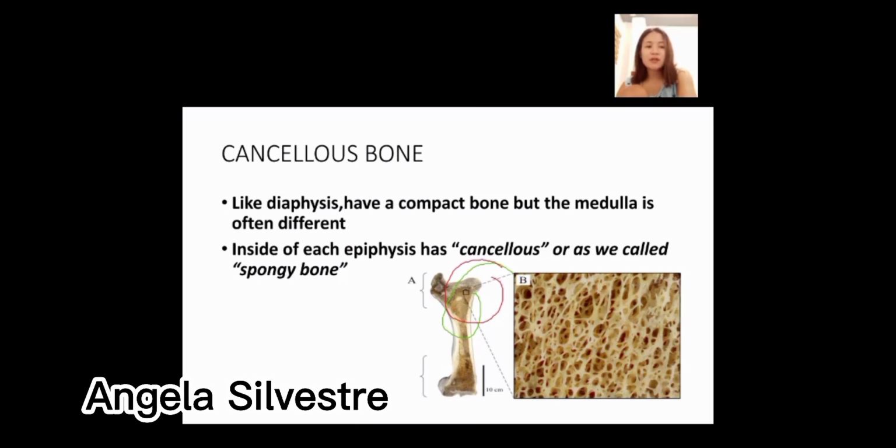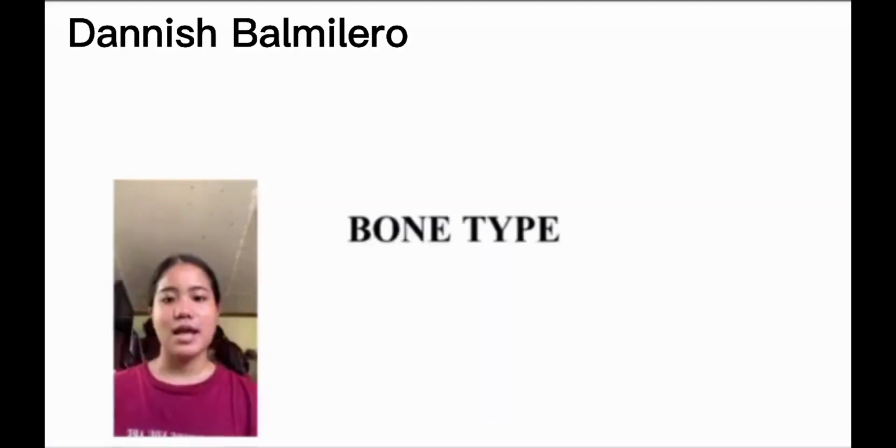Spongy bone is very sparse and it is located at the epiphysis of a long bone and lines the medullary cavity of a long bone. The soft tissue in the spaces of the cancellous bone is often red bone marrow, which produces blood cells. Aside from the human skeleton having 206 bones, we will also discuss the 4 bone types.